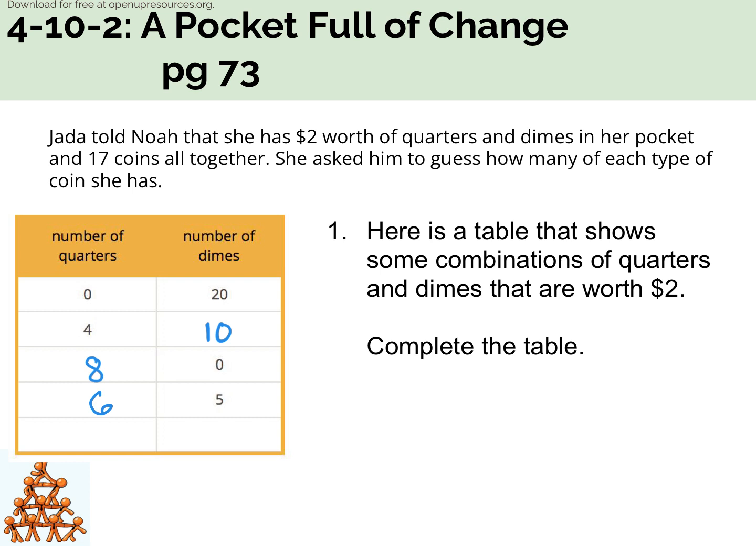And let's try one more. If I have 2 quarters, that's 50 cents. How many dimes am I going to need? Let's do 15. Okay? So now we have completed this table.